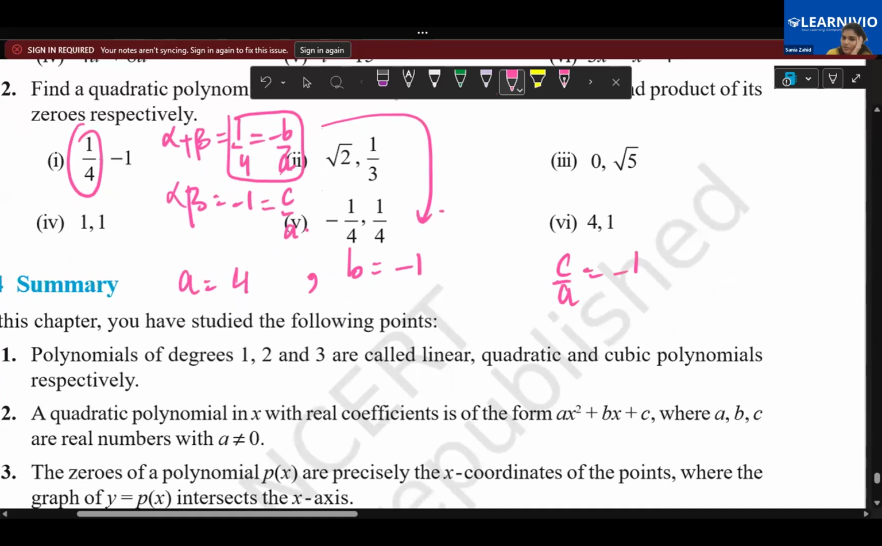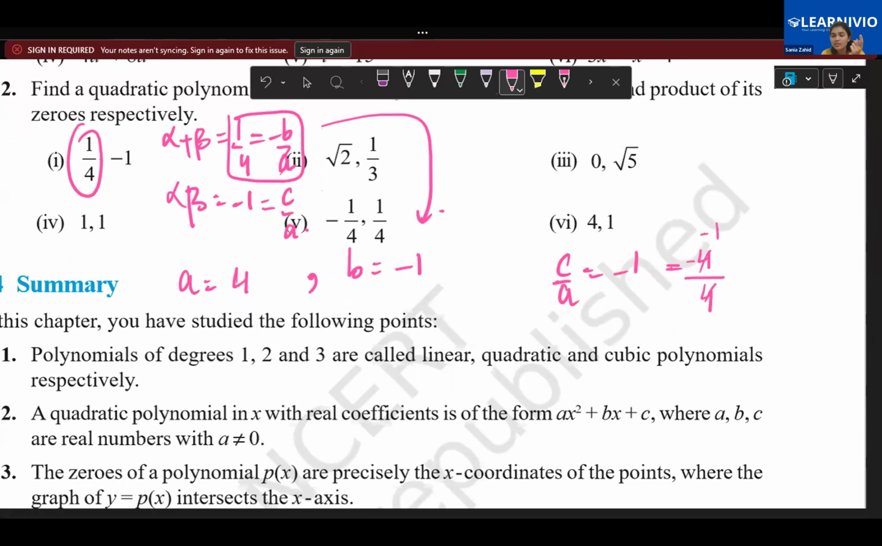So from here, you should have a as 1, isn't it? But a is 4. How come? c will become minus 4. Very good. Children, if you want to make a equal to 4, then this should be equal to minus 4. Then only it simplifies to minus 1, right?